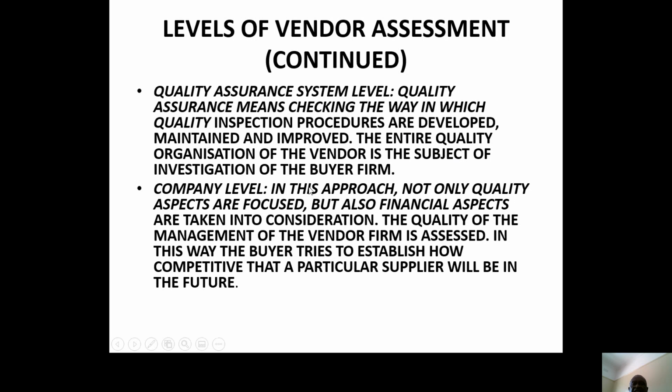Company level. In this approach, not only quality aspects are focused on, but also financial aspects are taken into consideration. Do you have that capacity? What type of management? In this way, the buyer tries to establish how competitive that particular supplier will be. Is this not a desk company? Is it not a briefcase company? You need to be very careful. Company level, financial statements. You go through those and find out what you are dealing with.